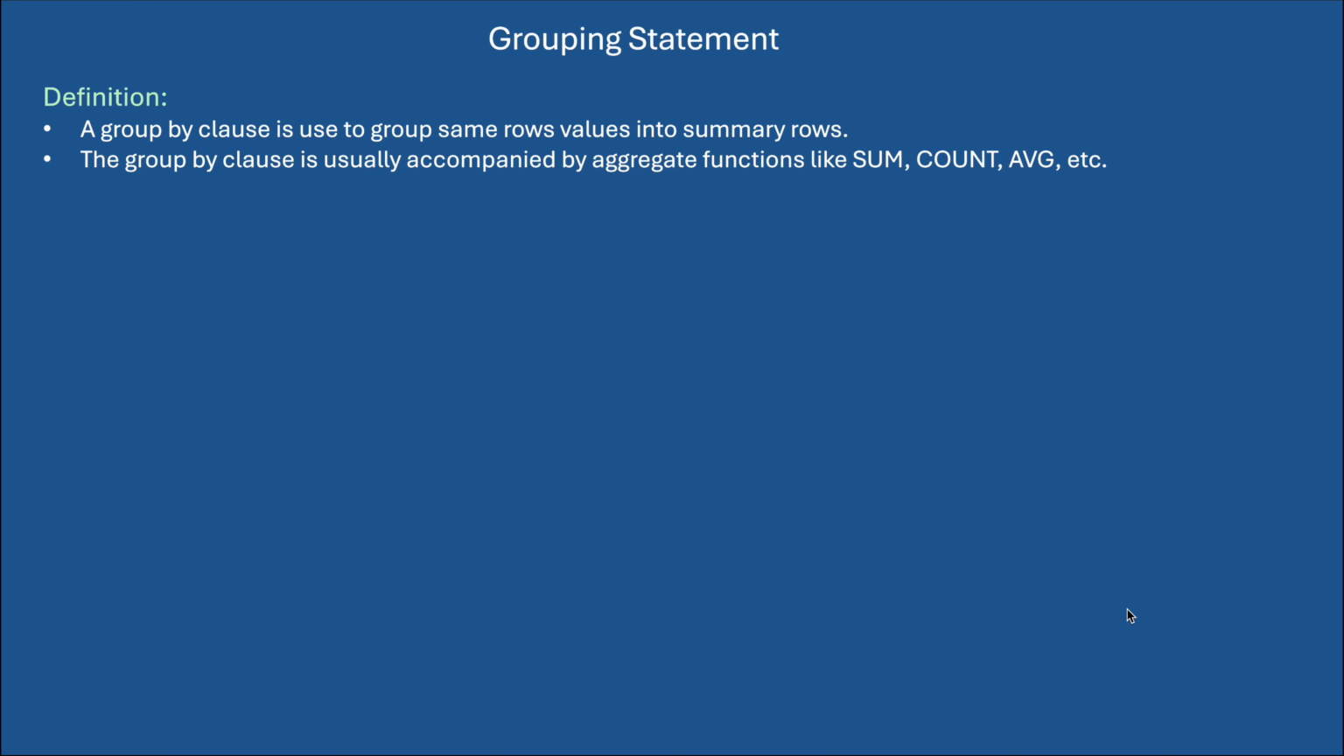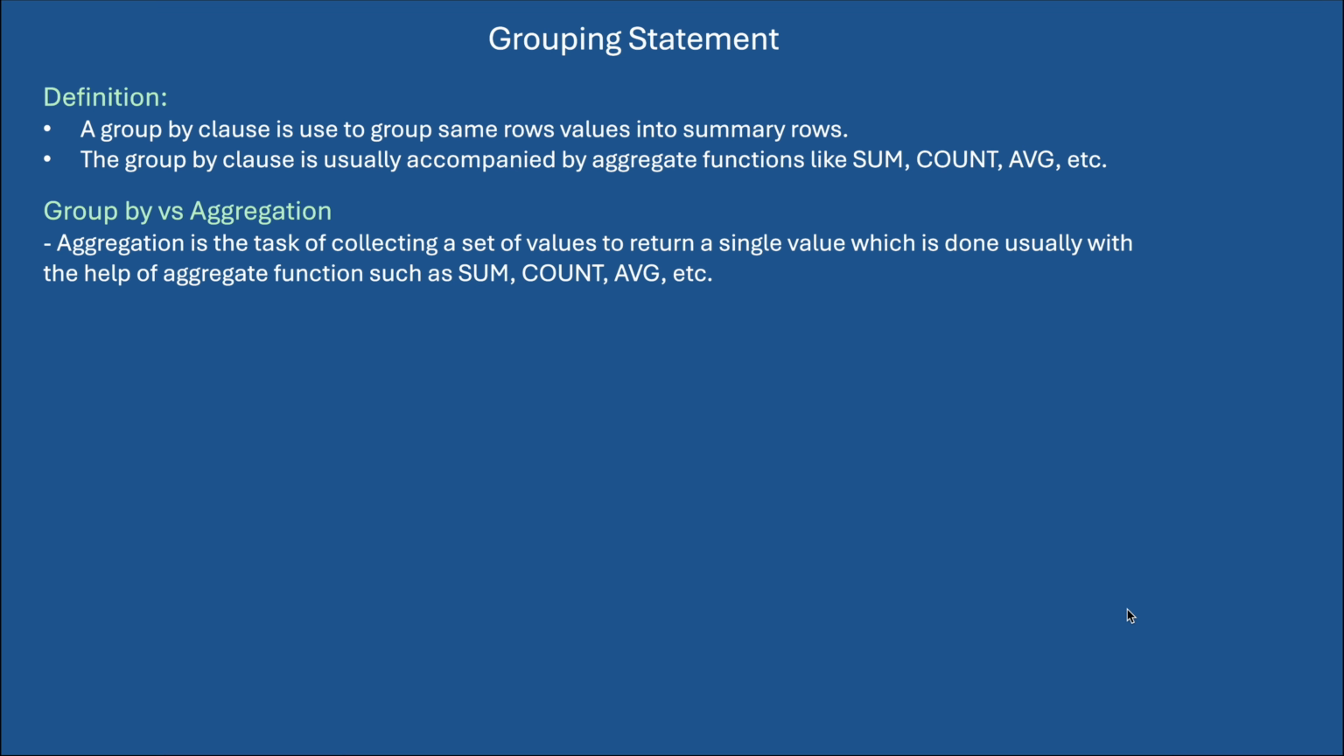A grouping clause is used to group the same values in rows into summary rows. What that means is you have a group by statement where you have conditions on the columns, and the group by statement will group those unique values in the columns present in the group by clause into a single row. Usually the group by clause is accompanied by aggregate functions like sum, count, and average. But it is not necessary to have an aggregate function. If we do not have aggregate functions, the columns should be present in the group by clause. Otherwise, we should have an aggregate function.